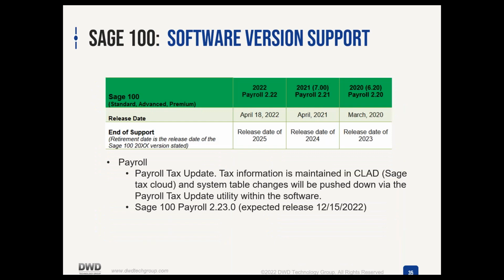So let's talk a little bit again. Let's remind everybody of what versions are compatible. From a Sage 100 platform, the versions that are compatible, or actually not obsoleted, let me rephrase that. The versions that Sage has not yet obsoleted are version 2022, version 2021, and version 2020. Payroll, you'll notice, is 2.20 under Sage 100 2020, then Payroll 2.21 and 2.22.